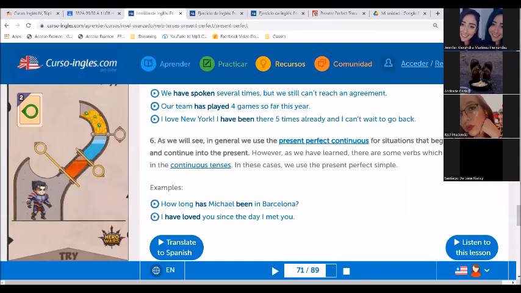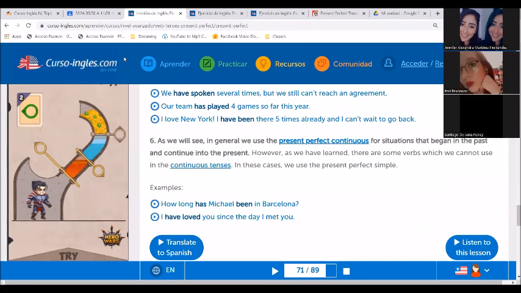As we will see in general use, we use the present perfect continuous for situations that began in the past and continue into the present. However, as we have learned, there are some verbs which we cannot use in the continuous tense. In this case, we use the present perfect simple. Example: How long has Michael been in Barcelona? I have loved you since the day I met you.